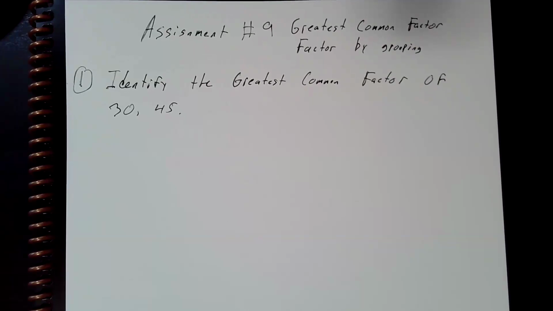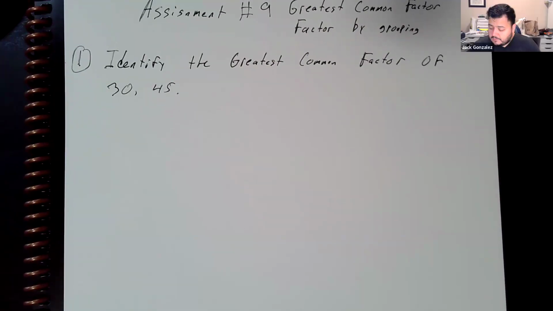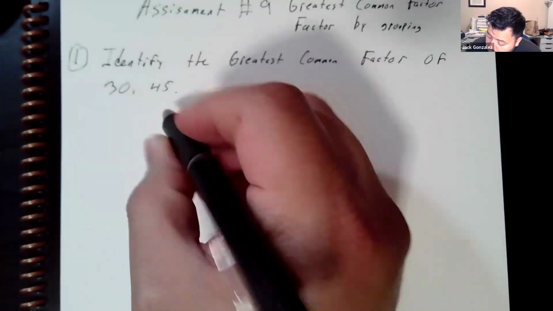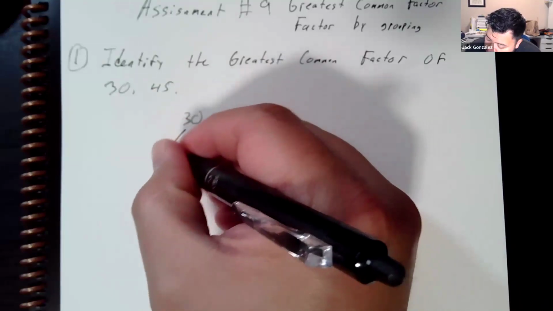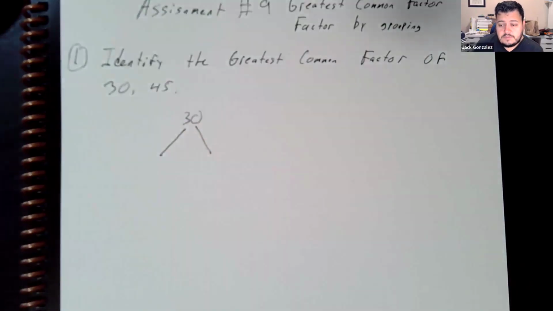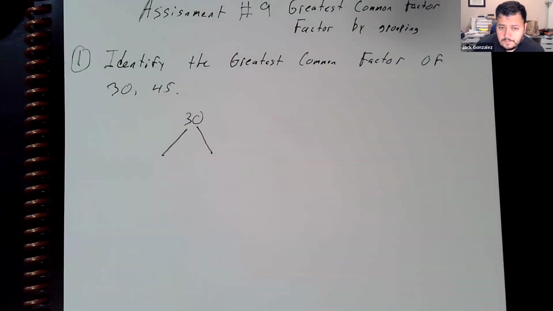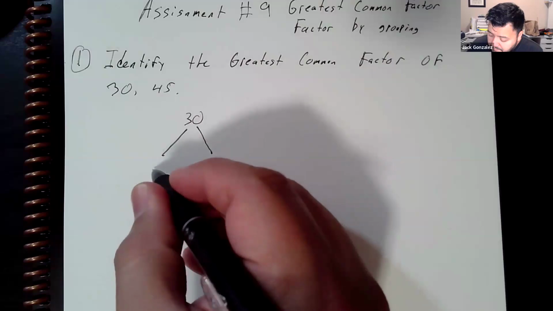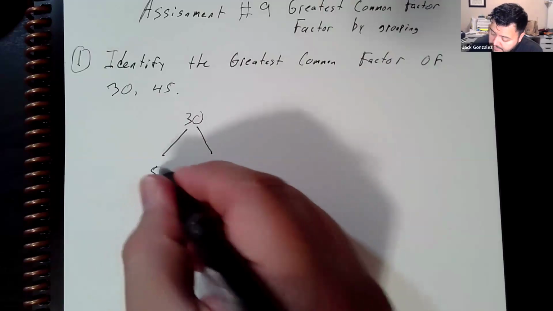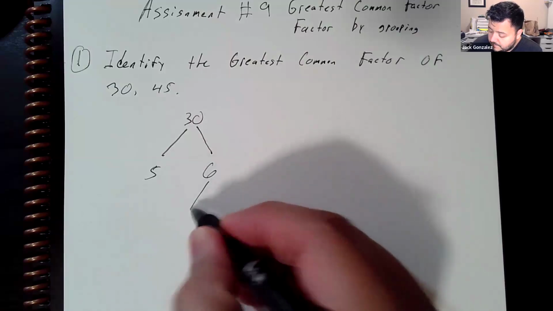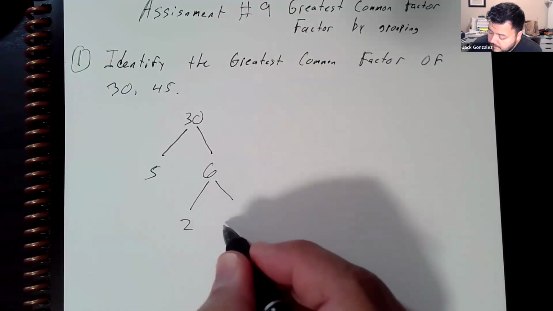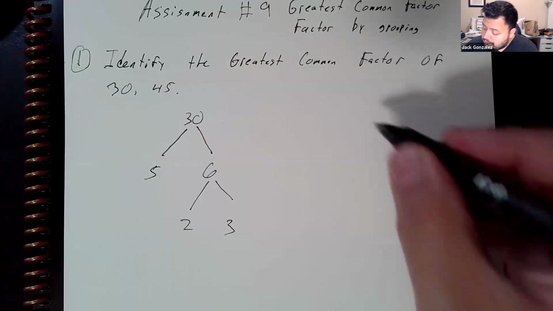Okay, so this is the idea. It's greatest common factor. So you can do a little skill tree if you want, or just write them down if you're good at your times tables. But just keep going until they're prime. So we can do 5 times 6, right? 5 is prime, so keep going. 6 is 2 times 3. Now do the 45.